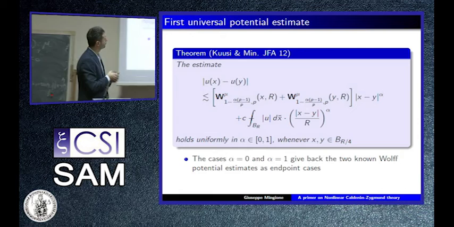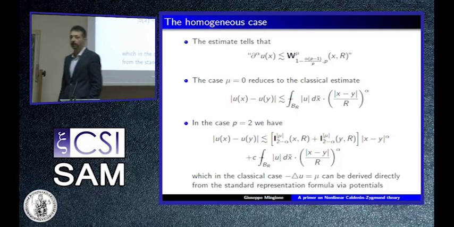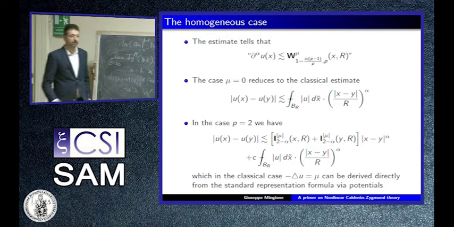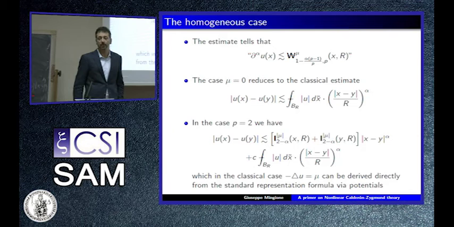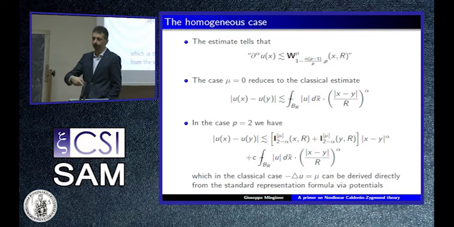And this is what it is actually saying. You see, the estimate has exactly that you are controlling the alpha-th derivative via the potential. So when alpha is equal to 0, you go back to u and to Kilpeläinen and Malý's estimate. When alpha is equal to 1, you get back the gradient estimate. When u is equal to 0, it reduces to the classical estimate that you get by scaling from De Giorgi's theory. And in the classical case, p equals 2, it gives you back the estimate I showed you for the Laplacian. But now it works for any general quasi-linear equation.